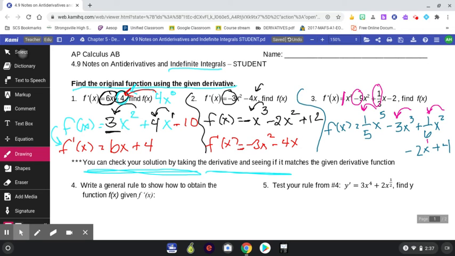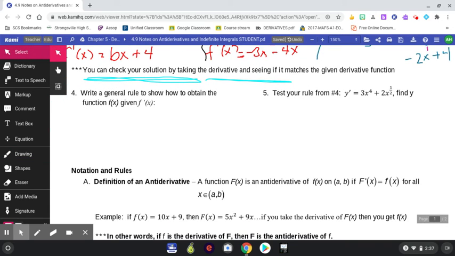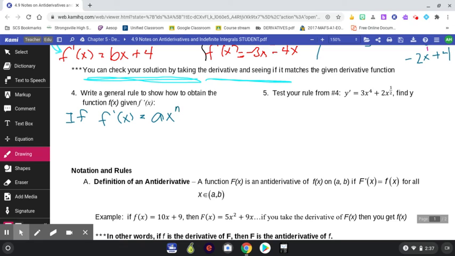Okay, so there has to be a rule that goes with this, and there is. So we're going to write what that general rule is. This is: write a general rule to show how to obtain the function f of x given f prime of x. So I'm just going to say if f prime of x is equal to a x to the n, then to go backwards and get the regular function f of x, I'm adding 1 to the exponent, so n plus 1. When I take a derivative, I subtract 1. Now I'm going backwards, so I'm going to add 1. And how I deal with the coefficient is I take that coefficient and divide it by the new exponent.